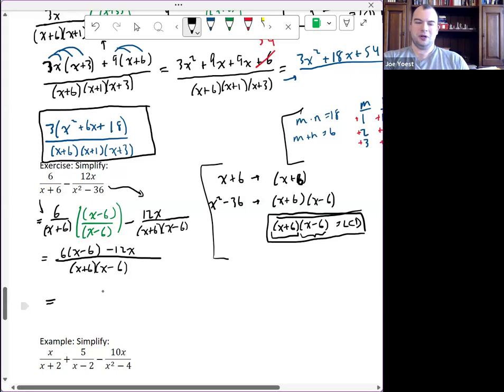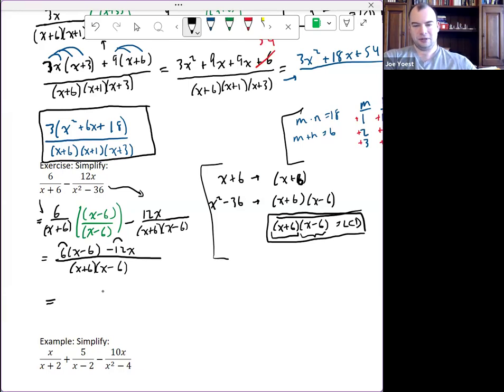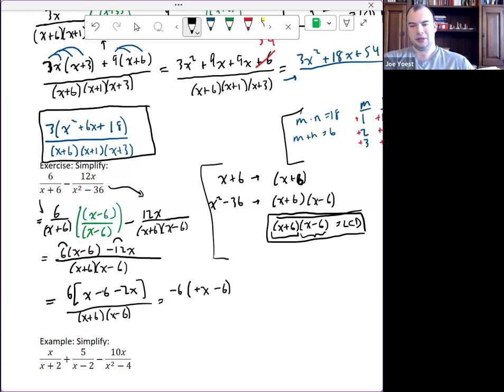And what could I do here? I suppose I could multiply out, combine, factor. I might notice that this factor of 6 shares a factor with the 12, so I could write this as 6 times x minus 6 minus, well, 12 would be 6 times 2 and then times x. Or this would be 6 times x minus 2x is negative x minus 6. Or really, this is negative 6 times x plus 6.